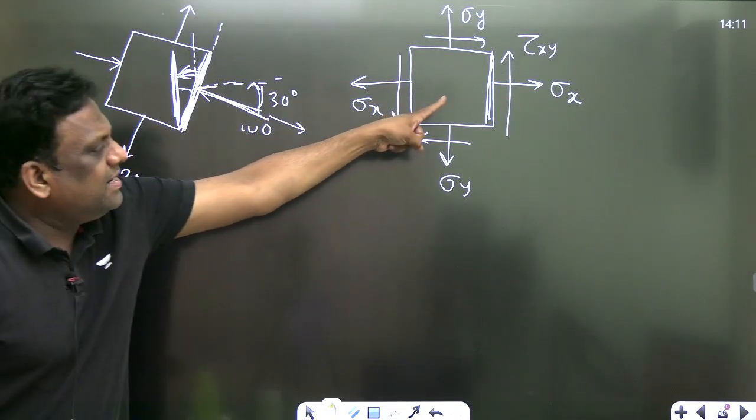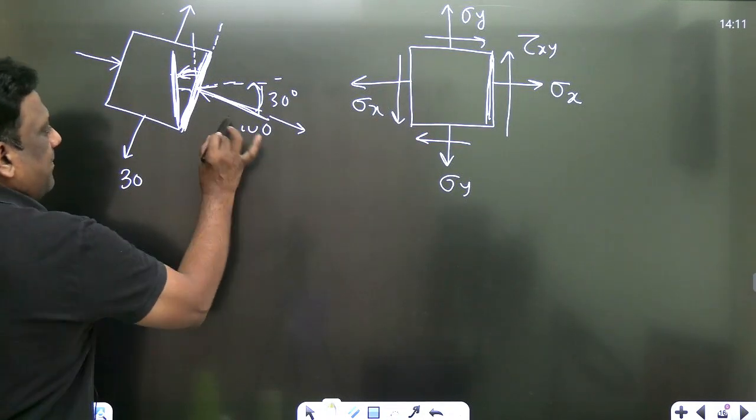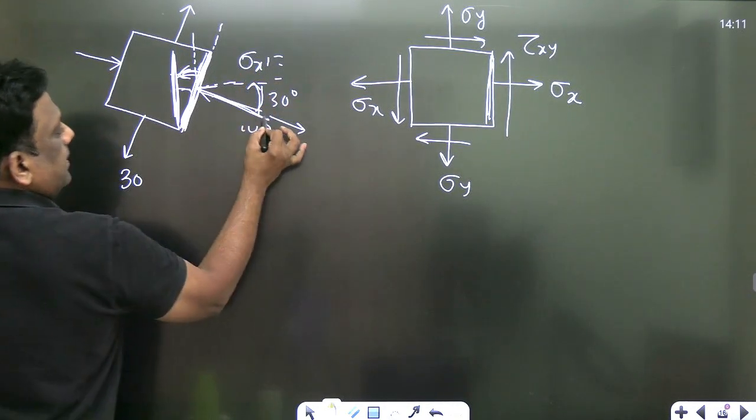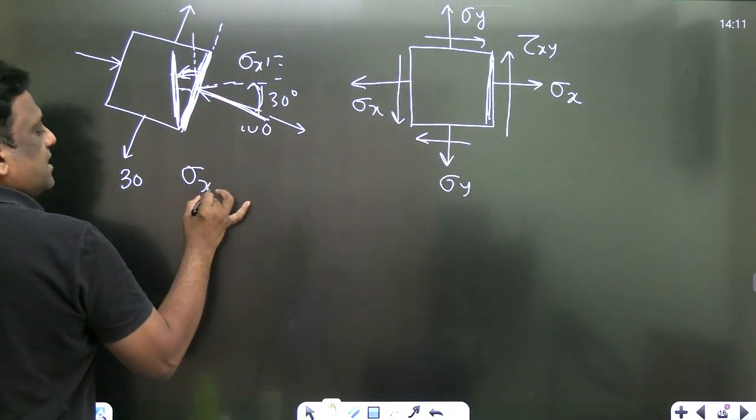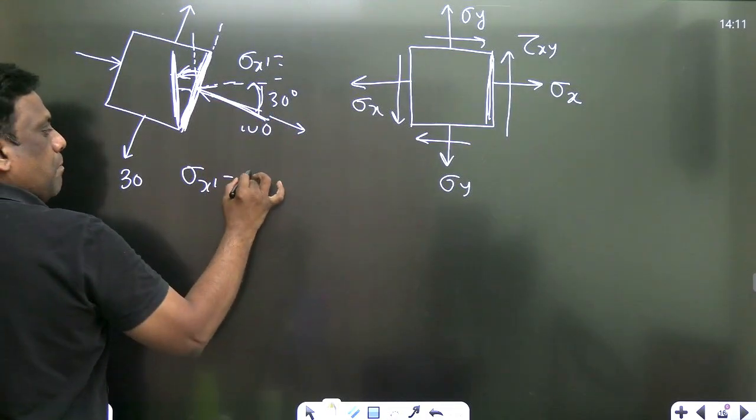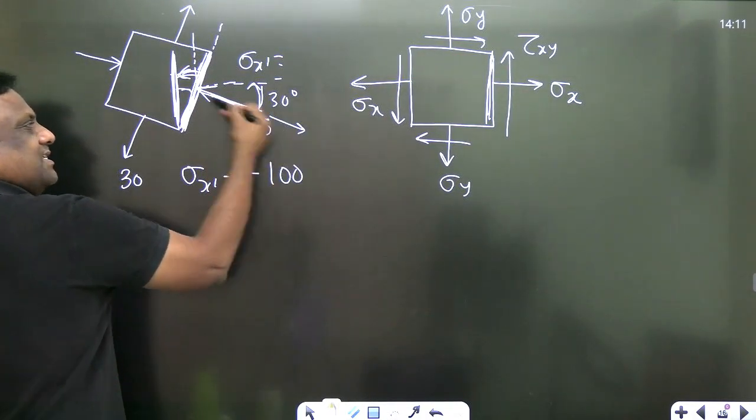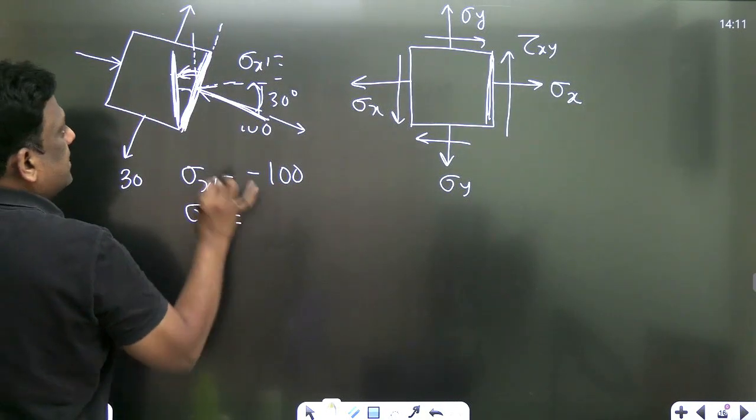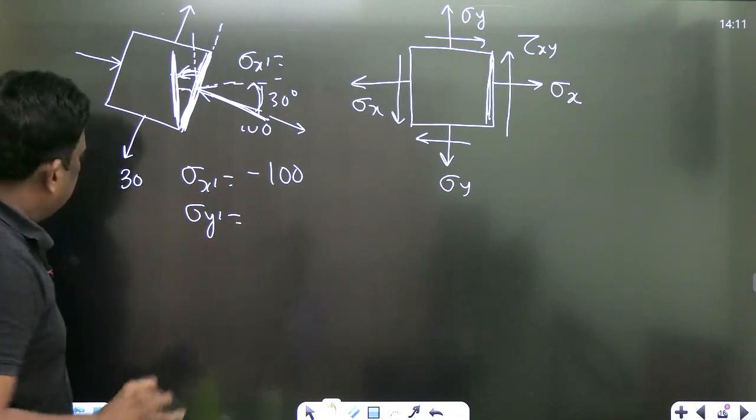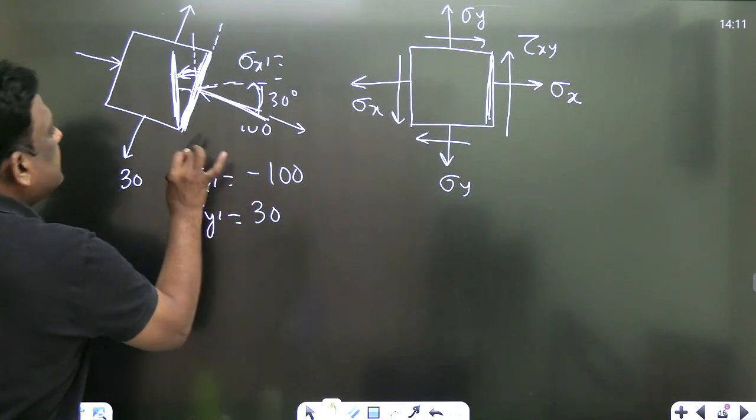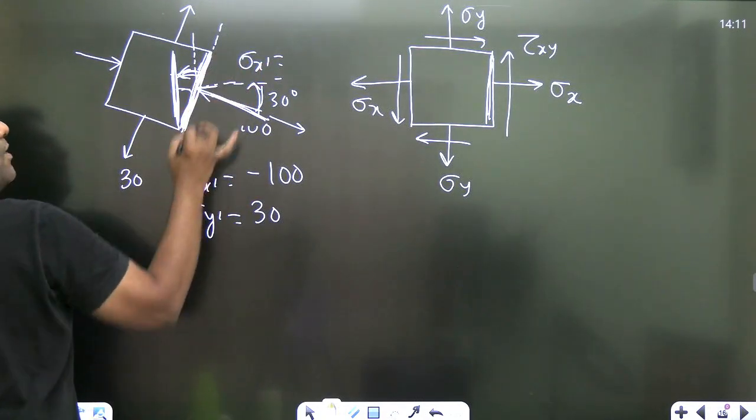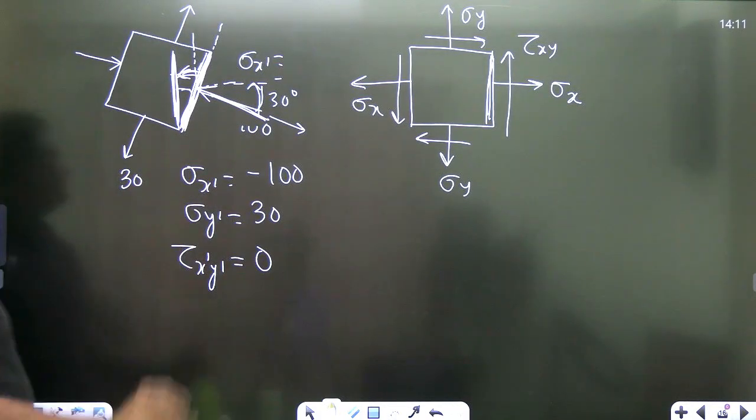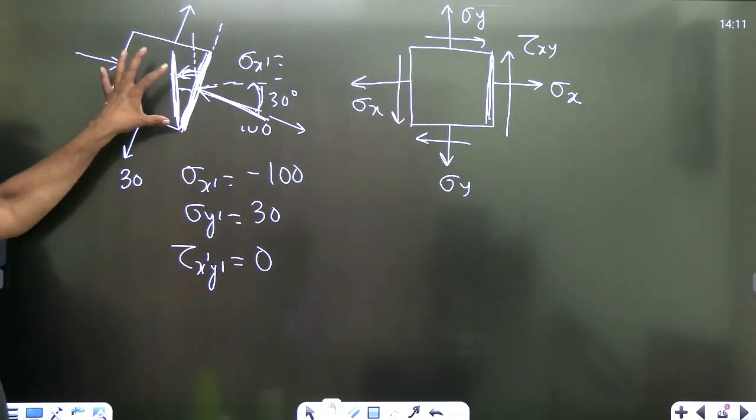Look, if we want the normal stress on that plane, what is the normal stress here on this? Sigma x dash is equal to, you know what sigma x dash is, my dear students? Sigma x dash is minus 100. Why minus 100? It is compressive. And what is sigma y dash? Anyone? It is given, sir, how much? 30. I'm sorry, 30. Is there any shear stress on this plane? Absolutely not, sir. So tau x dash y dash is equal to what? 0. This is given and this is what we want.